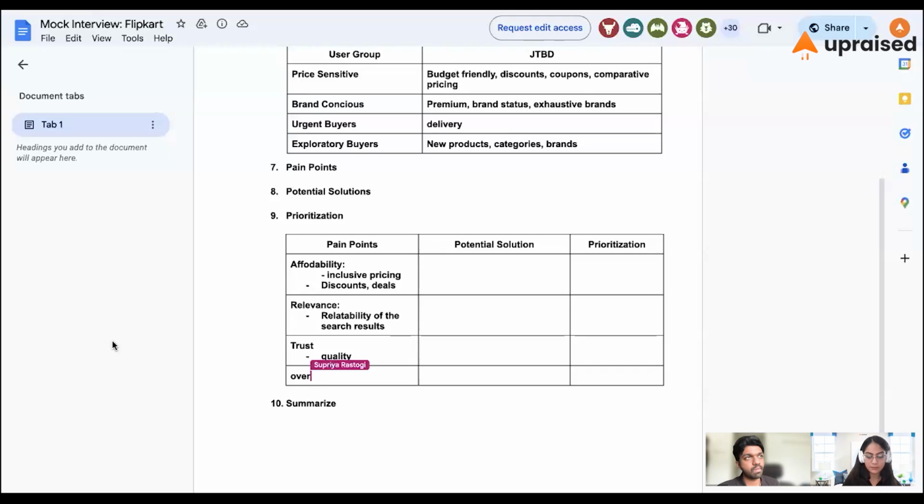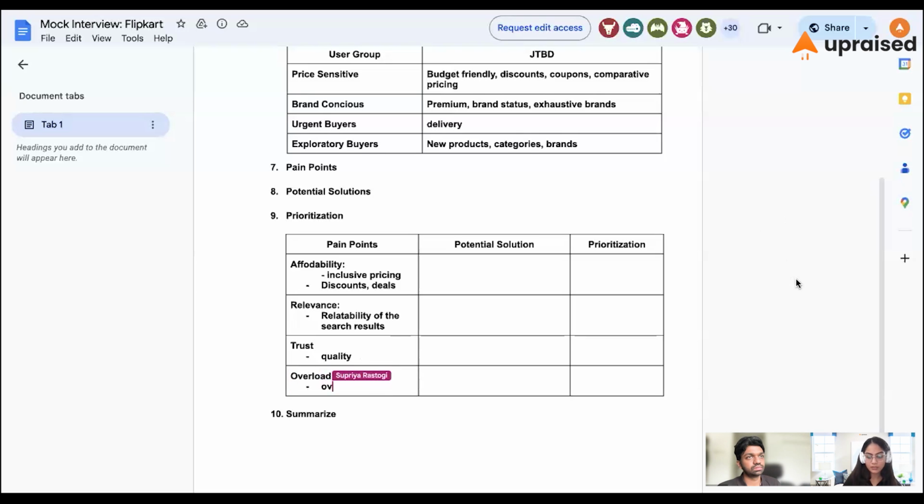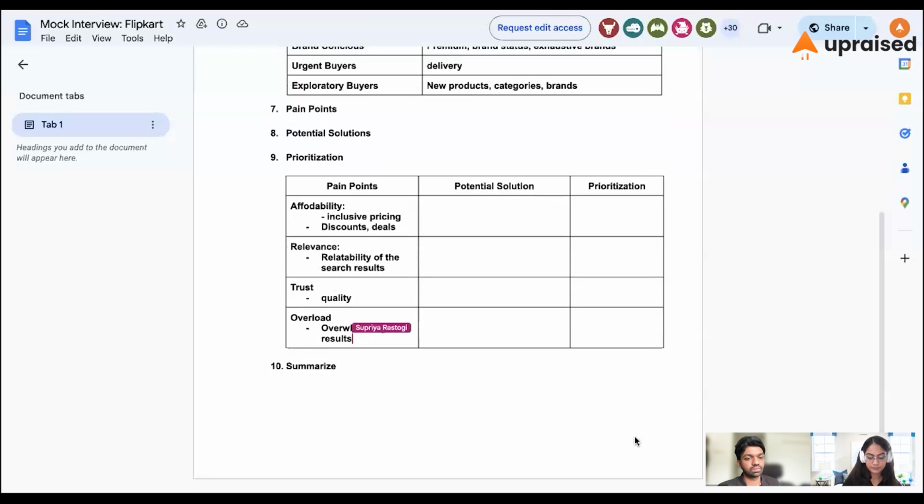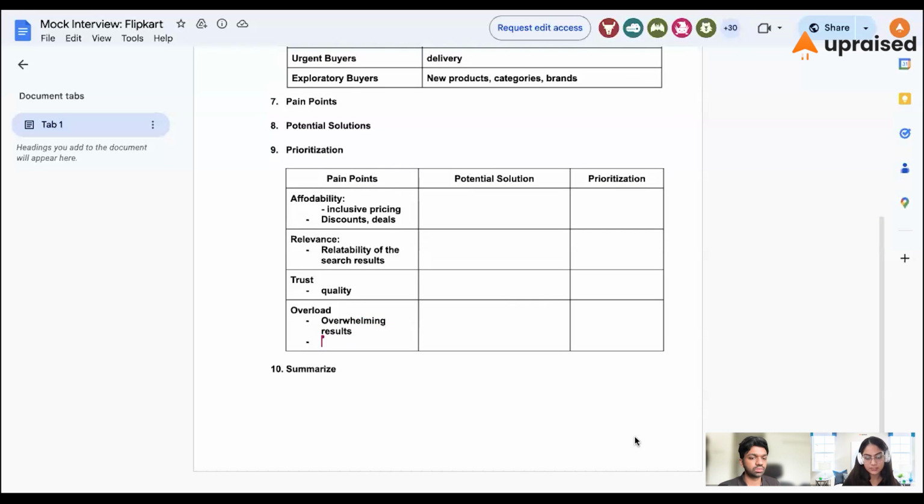And then lastly, when we talk about marketplaces like Flipkart, a very key pain point here is overwhelming results. Because there are thousands of products in all the categories, users get overwhelmed with the results. We can talk about it as overwhelming or overload. That is another pain point that I think is very important to acknowledge here. Overload, overwhelming results, and a lot of chaos can be there.